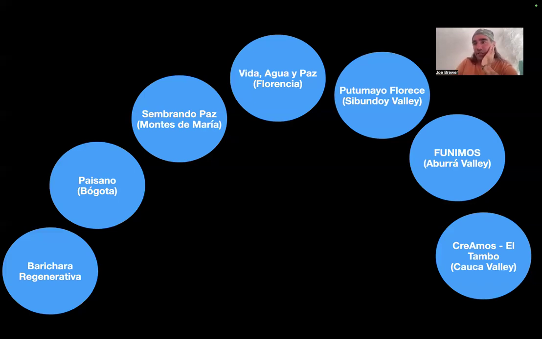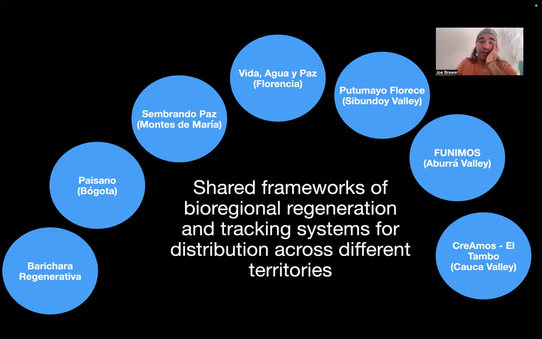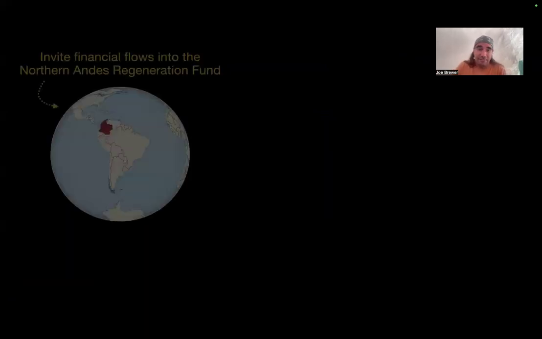And so these 7 regions have a territorial foundation, and they are representative and voting members in the governance of the Northern Andes Fund. So we have now created a shared framework of bioregional regeneration and tracking systems for distribution across these 7 different territories through the Northern Andes Regeneration Fund. But now they have to implement it. We created the structures, it hasn't been implemented.